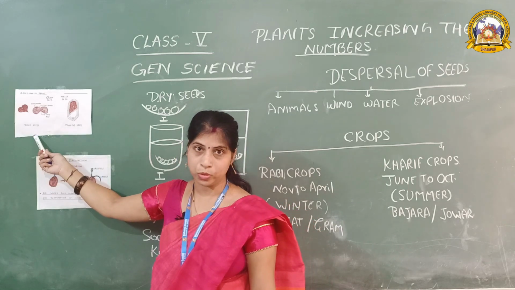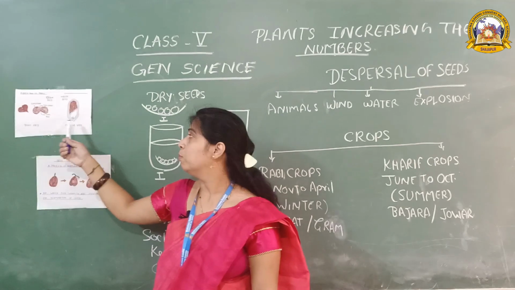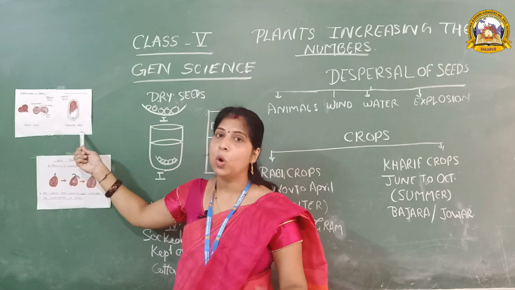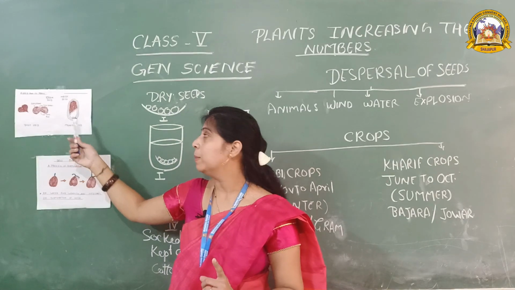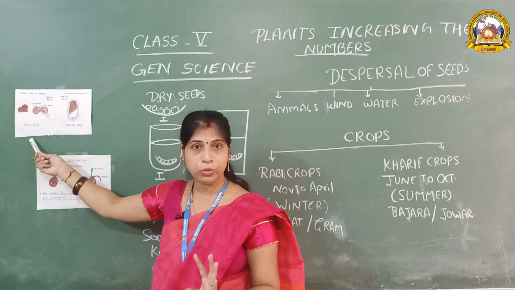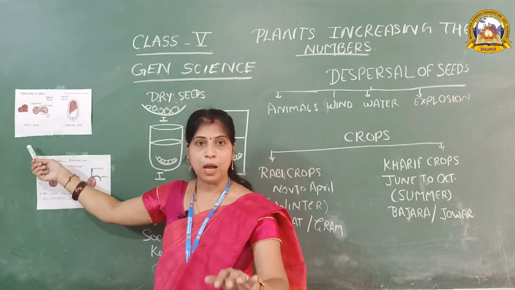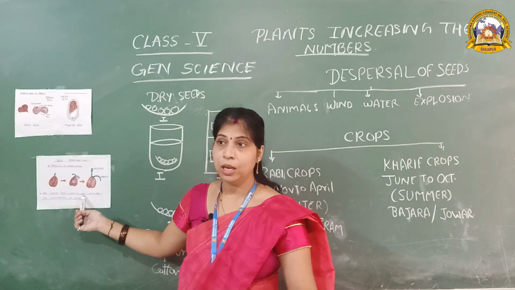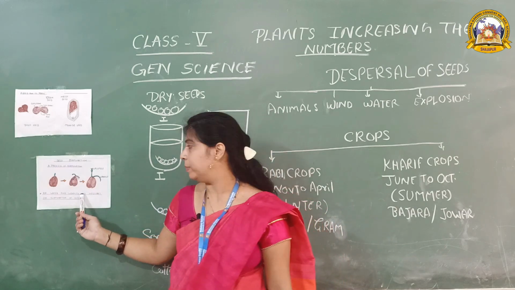I hope you understood. Which two types of seeds? Monocot seeds and dicot seeds. In a monocot seed, only one seed leaf is present, but in a dicot seed, two seed leaves are present. Is that clear to you? I hope you understood. Now, our next topic is seed germination.